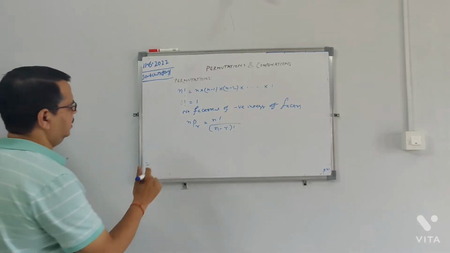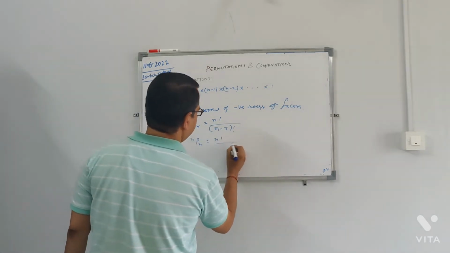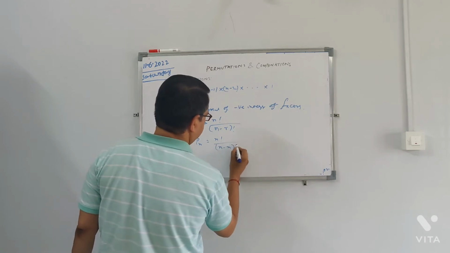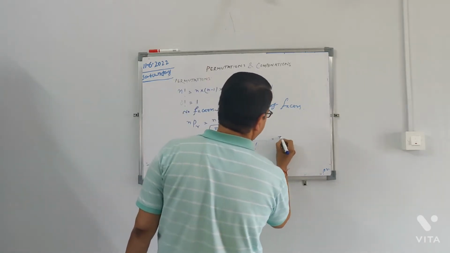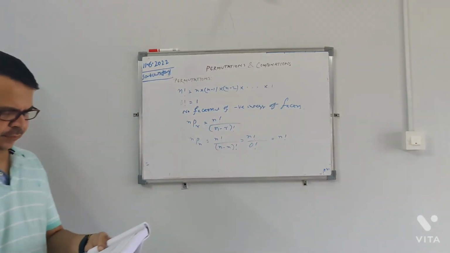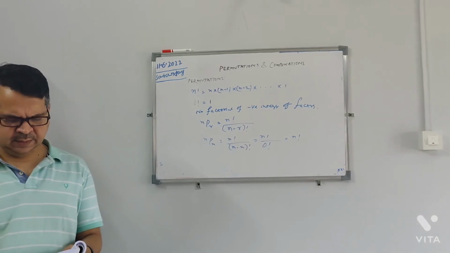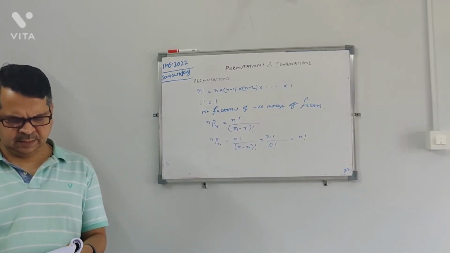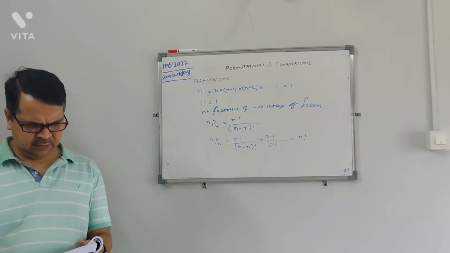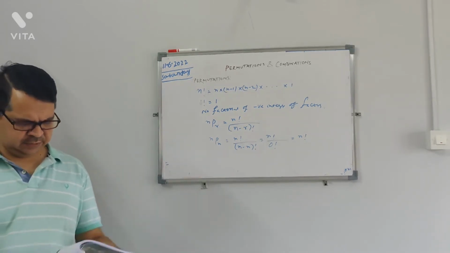And then something called nPn. So nPn is nothing but n factorial divided by n minus n factorial, which is equal to n factorial by 0 factorial, which is equal to n factorial. So nPn is nothing but your n factorial. Like that, 4P4. Okay, so there are different properties of permutation that you can look at.